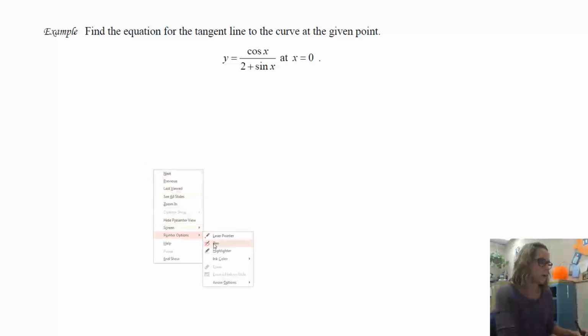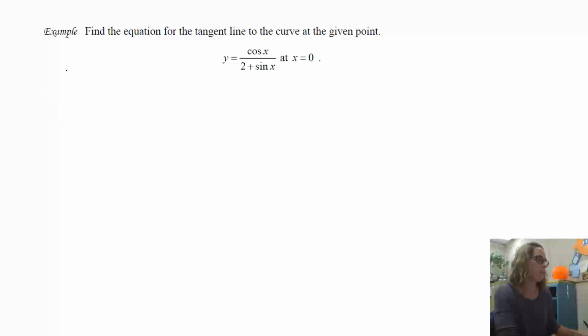So here we go. We're going to find the equation of the tangent line to the curve at a given point. So we're going to have y prime. We need the slope because we need two things, slope and a point. So we're going to find the slope, and that's going to require the quotient rule.